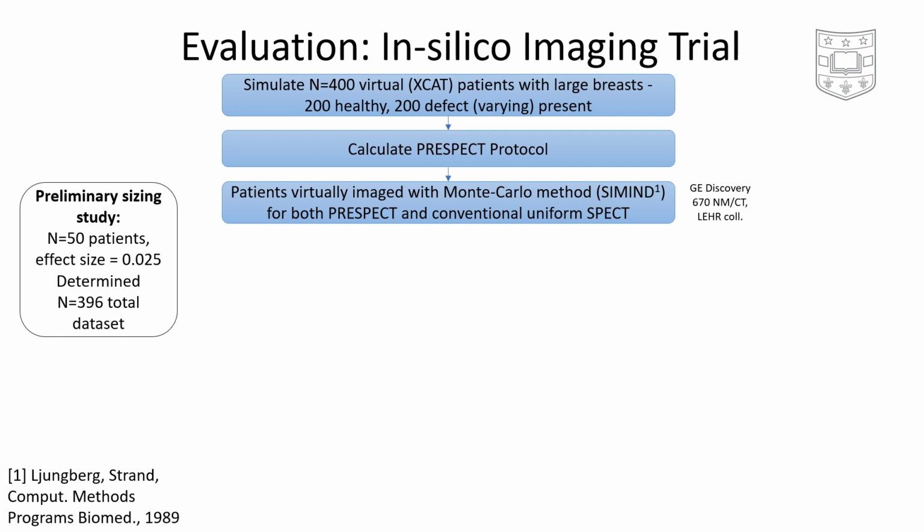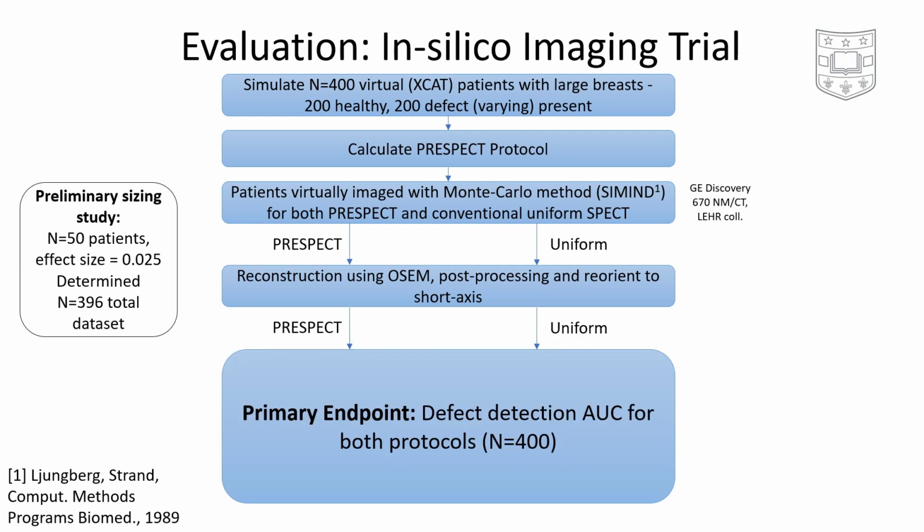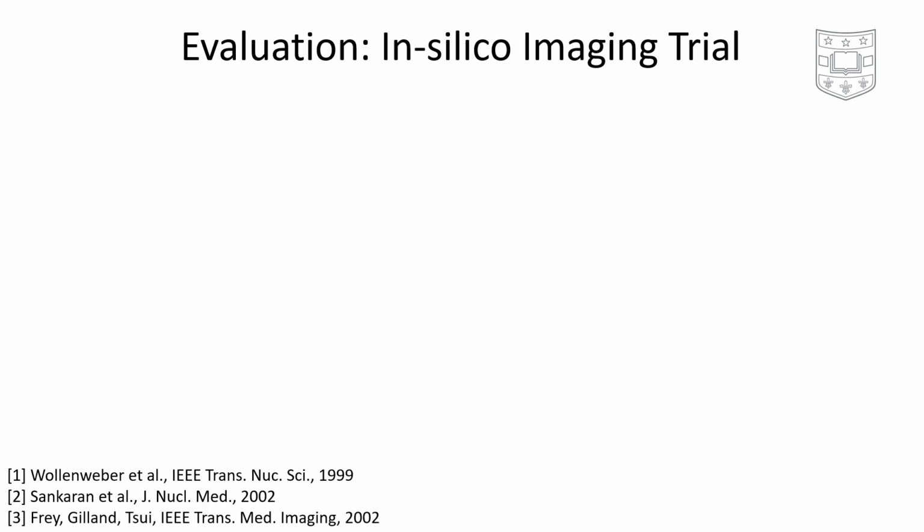The specific scanner used was a GE Discovery 670 with low energy, high resolution collimators. From here, we then reconstructed all images using ordered subsets expectation maximization, and then post-processed and reoriented to short axis. Finally, this allowed us to evaluate our primary endpoint, which is the defect detection AUC, or area under the receiver operating characteristic curve, for both protocols for all n equals 400 patients.